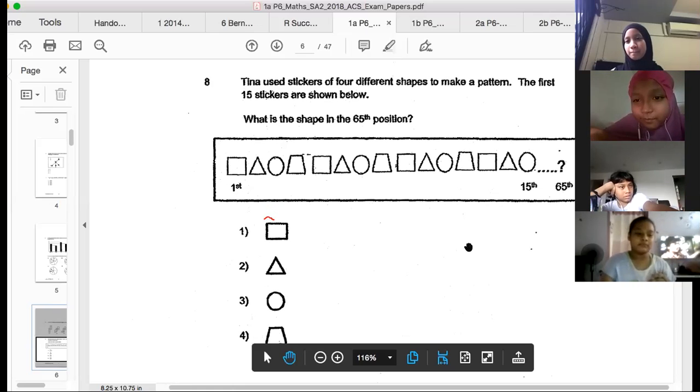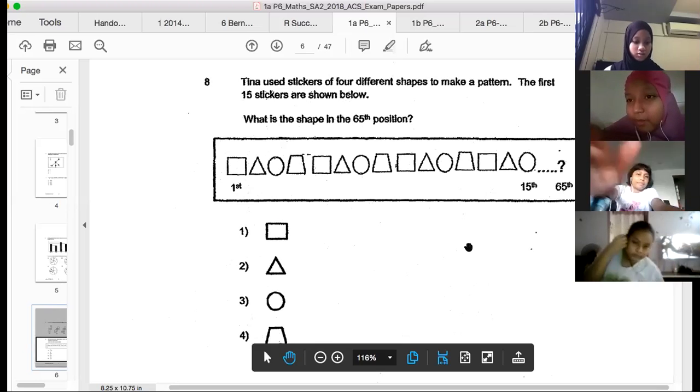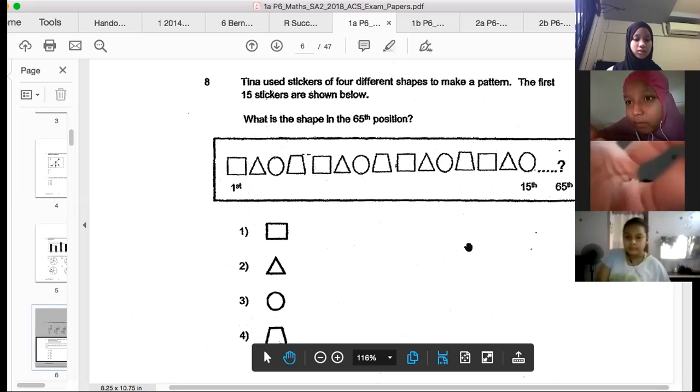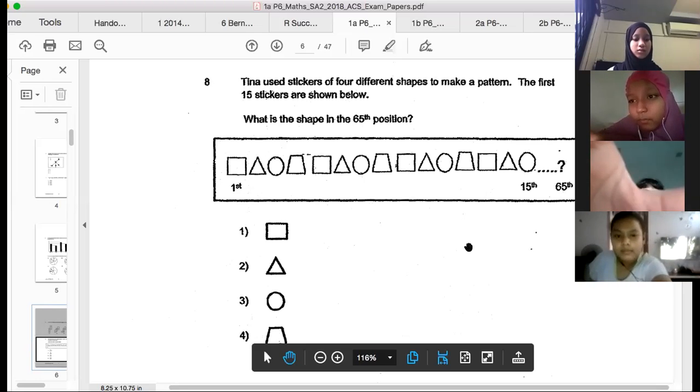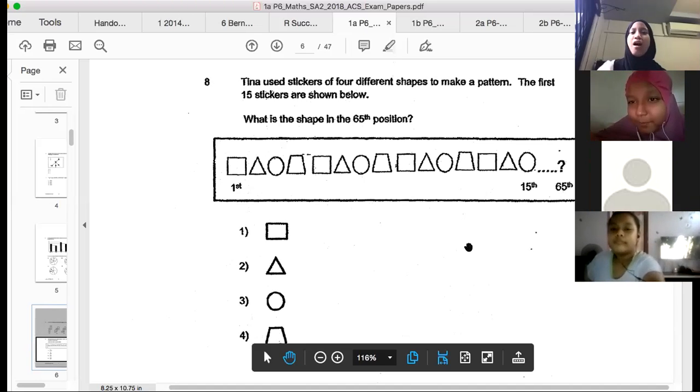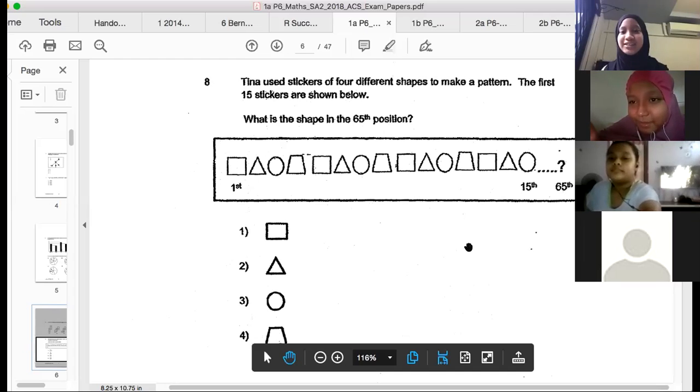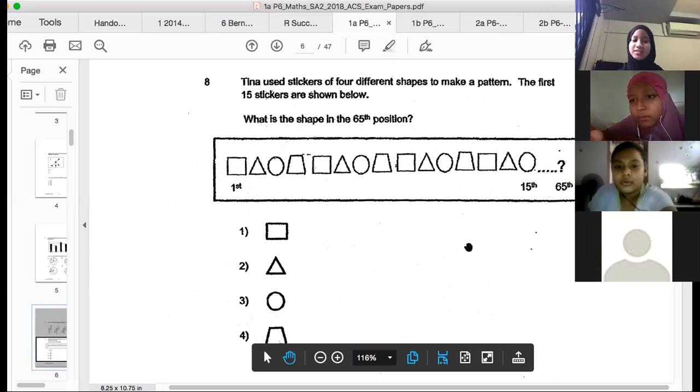Okay, first, let's see. 65. I did this question before, like my teacher taught me. Is it 65 plus? Yes, there's a simple way. Is it 65 plus 1 divided by 2? Answer is 1.